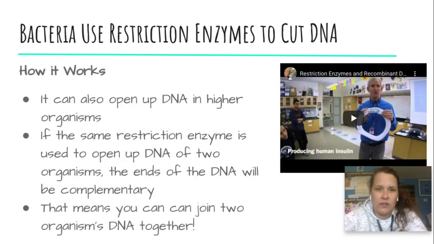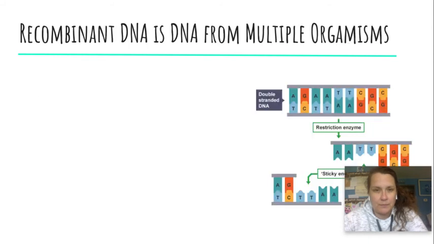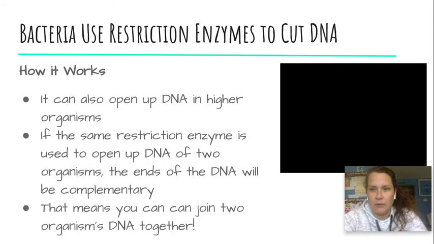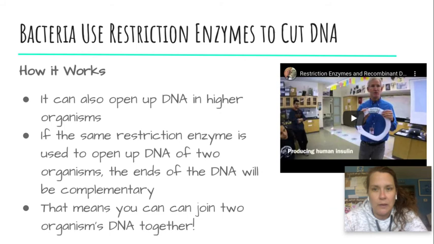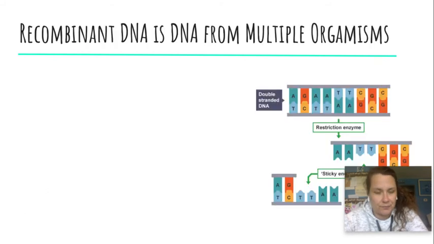How it works: it can also open up DNA in higher, more complex organisms. If the same restriction enzyme is used to cut open DNA of two organisms, the ends of the DNA will become complementary. That means you can join the two organisms' DNA together. This is like an activity that we would have done with the human insulin gene in class.